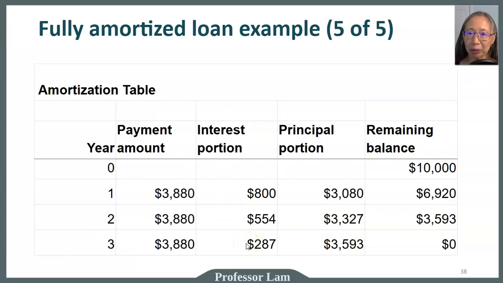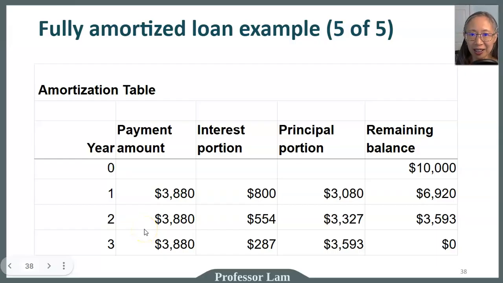Here's a table summarizing how the loan balance changed over the entire 3 years. Notice the payment amount remains fixed. Every year the payment amount is the same. The interest portion starts at $800 and it goes down. The interest portion will go down each period because you're paying off the balance. The principal portion increases each year because more and more of your payment now will go towards reducing the balance in the form of principal.